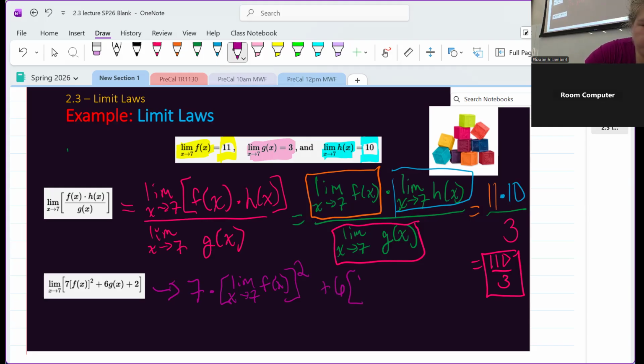Plus 6 times the limit as x approaches 7 of g of x plus 2. The limit as x approaches 7 of 2 is 2.